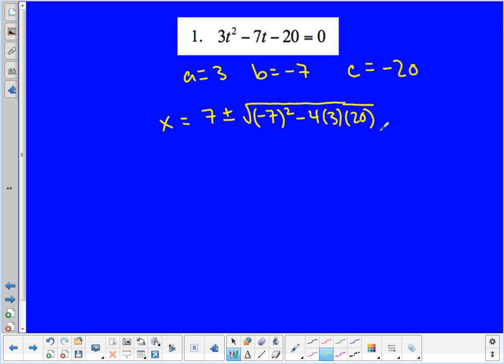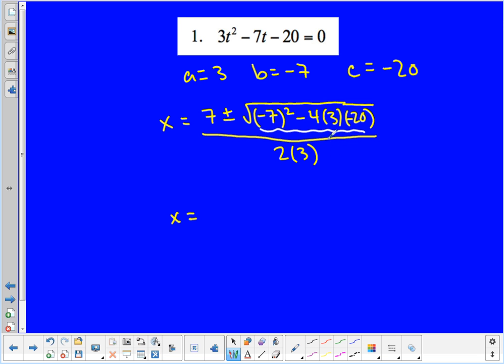And that is all over, oops, c is negative 20, there we go, all over 2 times a, which is 3. Okay, so now this is just what we practiced at the beginning. Now we got to go back and simplify. Start with what's underneath the radical first. So I take care of that first.